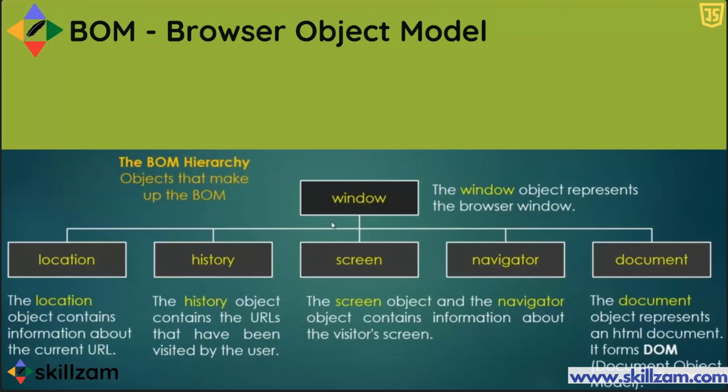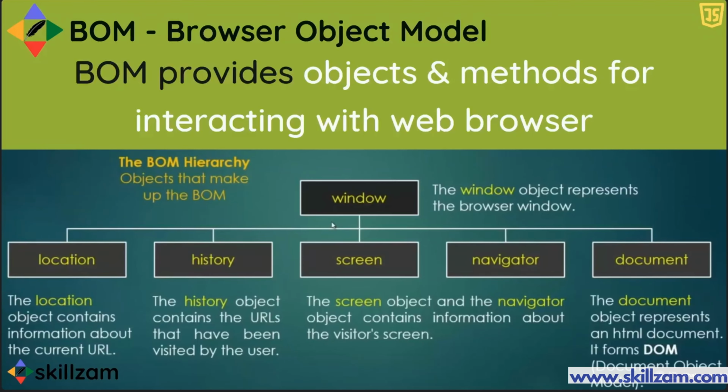DOM architecture and everything? So here, BOM provides what we call objects and methods for interacting with the web browser. So if you consider any web browser, like for example, in our discussion, we have taken Google Chrome. So Google Chrome is a browser that is developed by Google as an organization. So now, in order to control or interact with the browser, we need a certain set of objects and methods, okay, and that can be done via JavaScript.